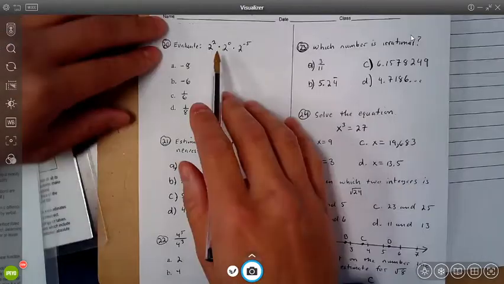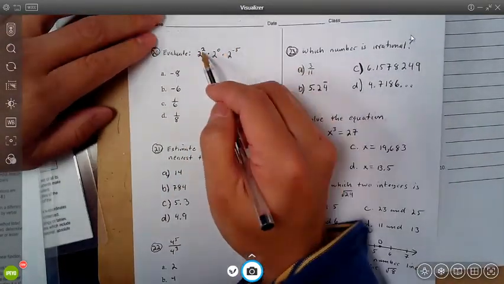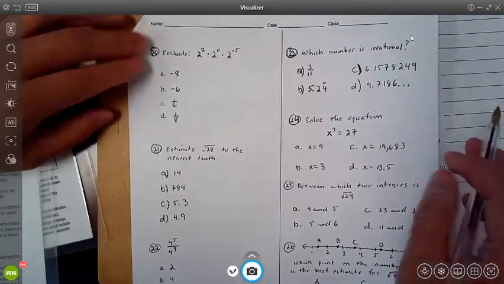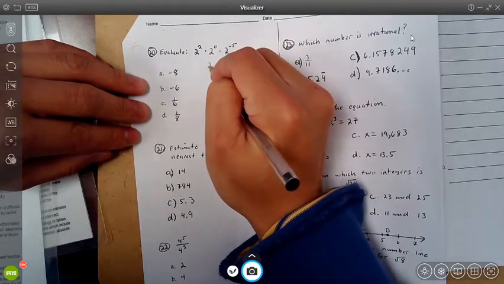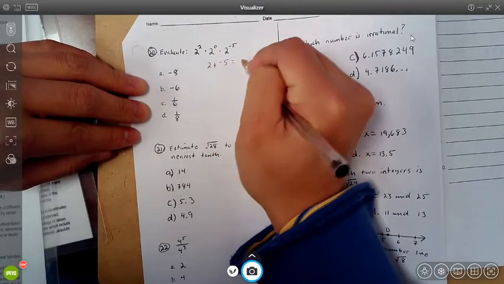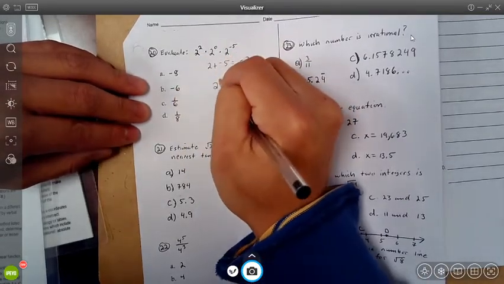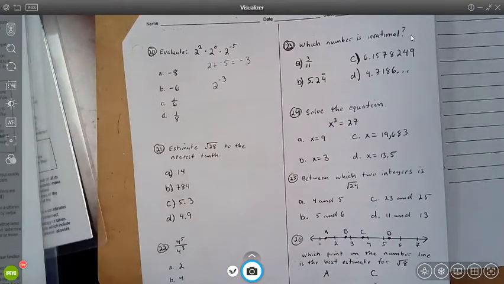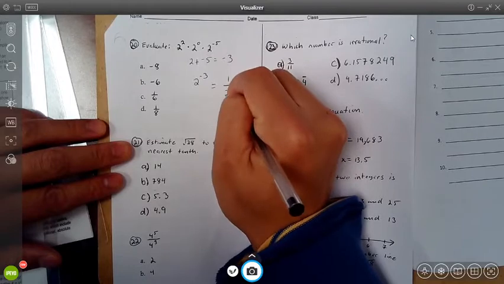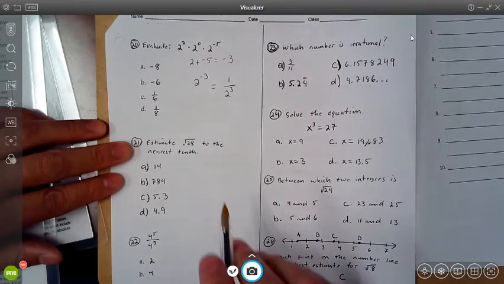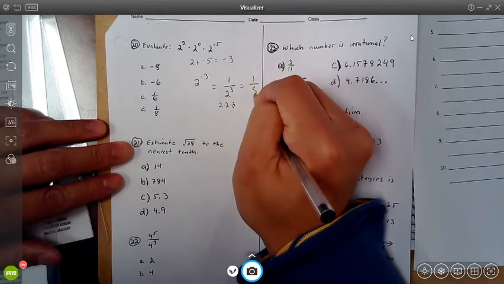Alright, for number 20, all the bases are the same. And since it's multiplication, we're going to add the exponents. 2 plus 0 is 0. Okay, 2 plus -5 is a -3. So the base is 2 to the -3 power. So what you do with negative exponents, you rewrite them as fractions. 1 over 2 to the 3rd power. And then what's 2 to the 3rd power? 2 times 2 times 2. That's 1 over 8. Okay, that's option D.